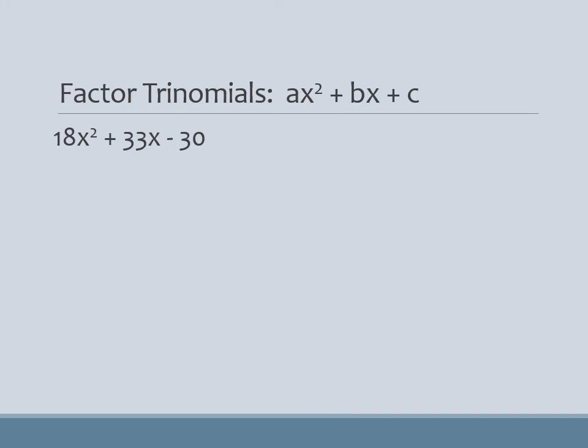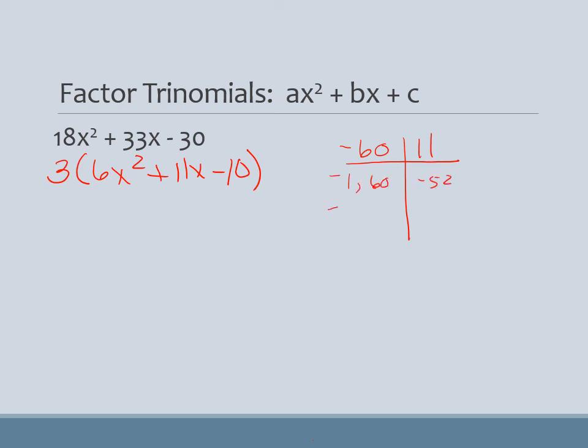Right. Another example, I think this is the last one. All of these are divisible by 3, so I'm going to factor out a 3. That's going to give me 6x squared plus 11x minus 5. Minus 10, sorry. So I need factors of negative 60 that add to positive 11. This time it's positive, so my larger number will be positive. So negative 1 and 60 is 59. Negative 2 and 30 is 28.